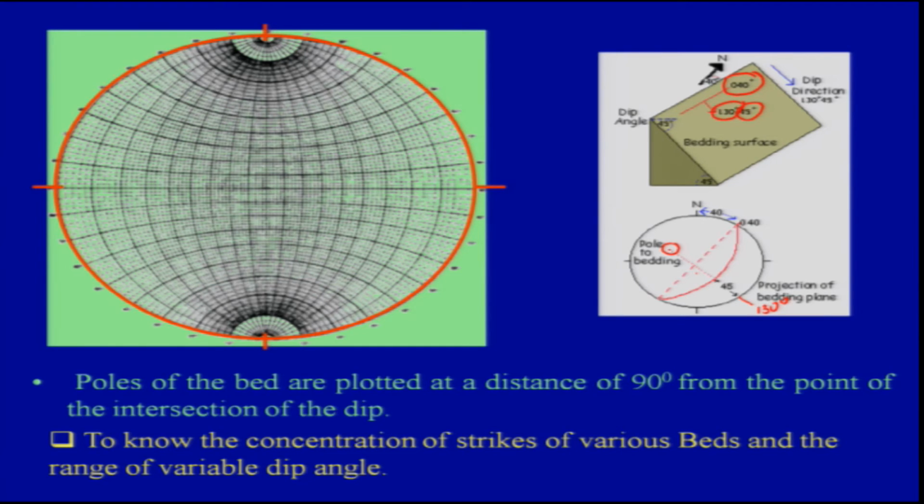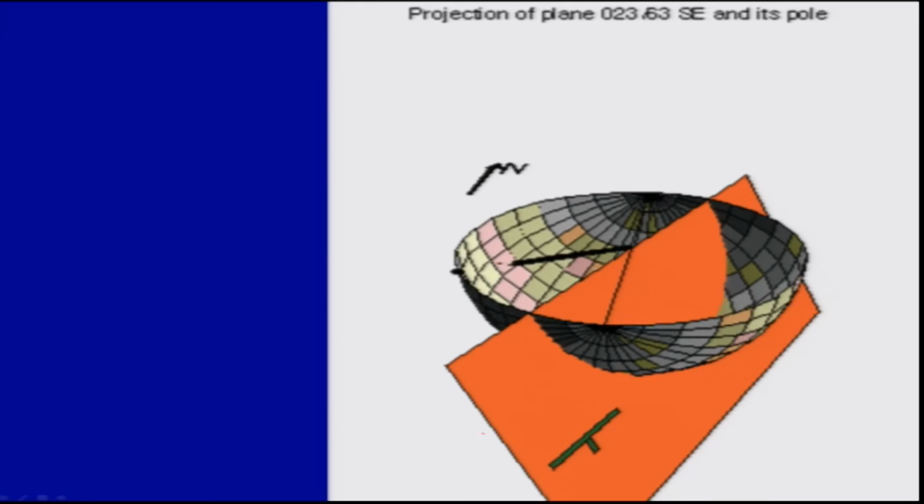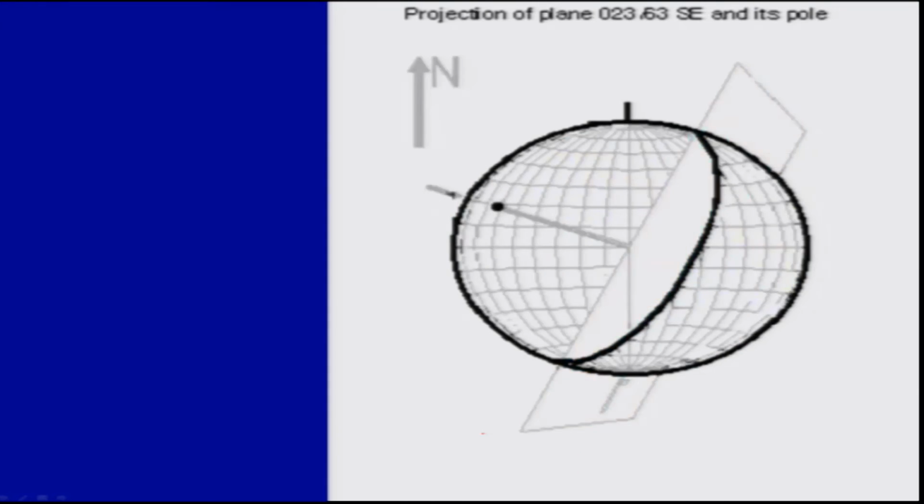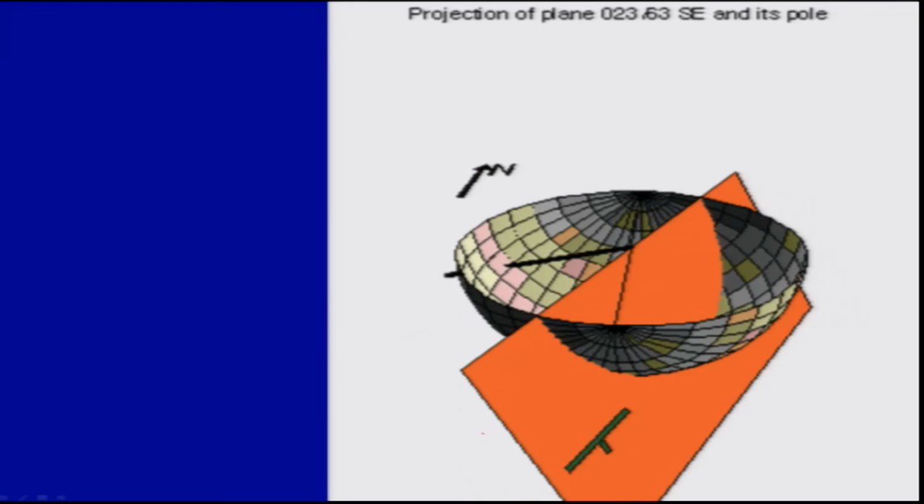In most stereographic projections, what is done is that the poles are plotted, and the concentration of the poles will tell you what the maximum strike is, or the concentration of the strike of the beds, or the direction of the beds, and what the inclination of the beds is. So, if you see this carefully, this will explain how the pole has been projected.